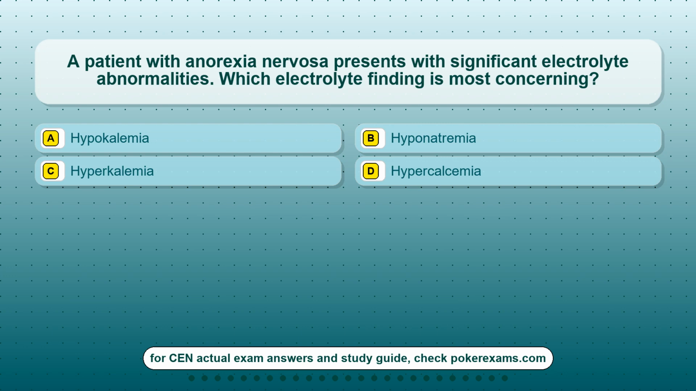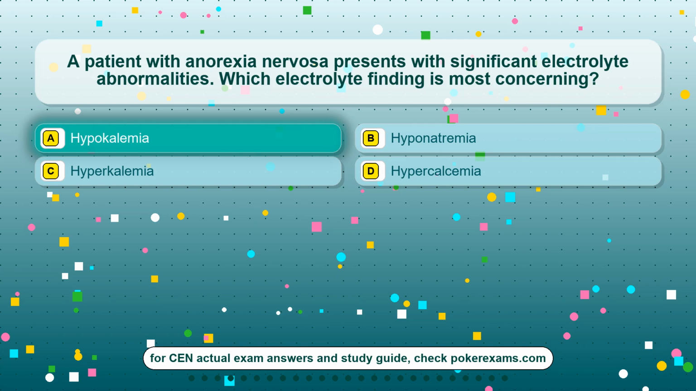Question 1. A patient with anorexia nervosa presents with significant electrolyte abnormalities. Which electrolyte finding is most concerning? Option A, hypokalemia. Option B, hyponatremia. Option C, hyperkalemia. Option D, hypercalcemia.